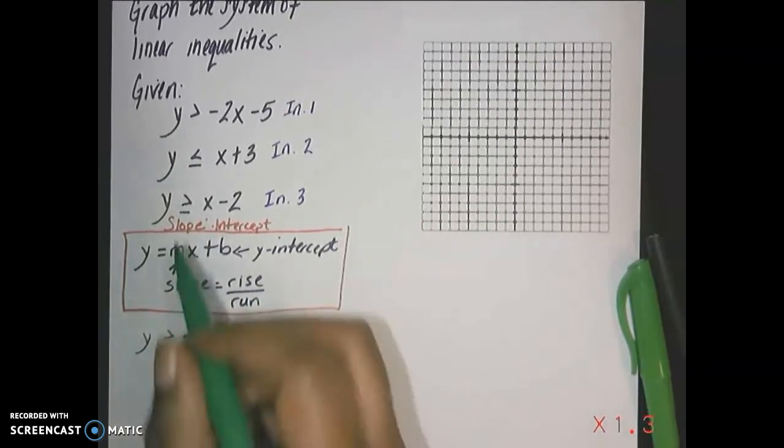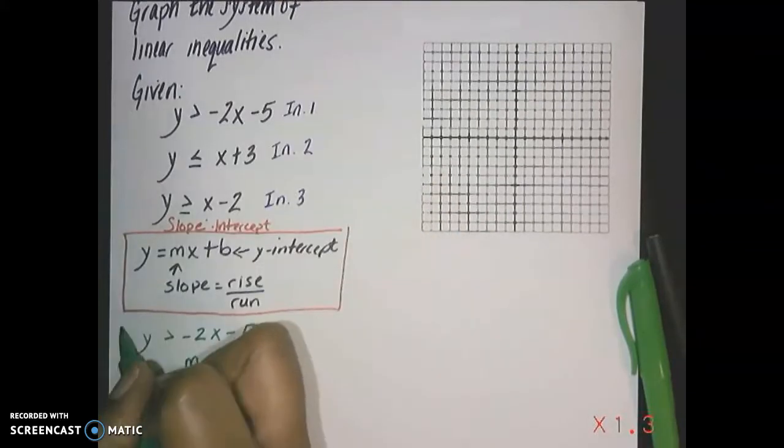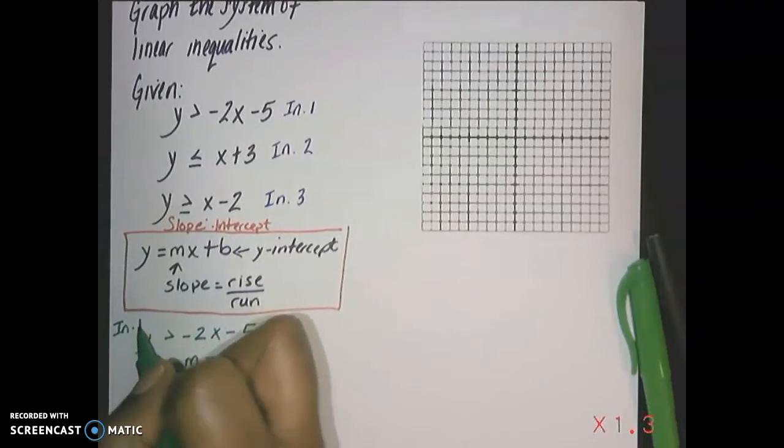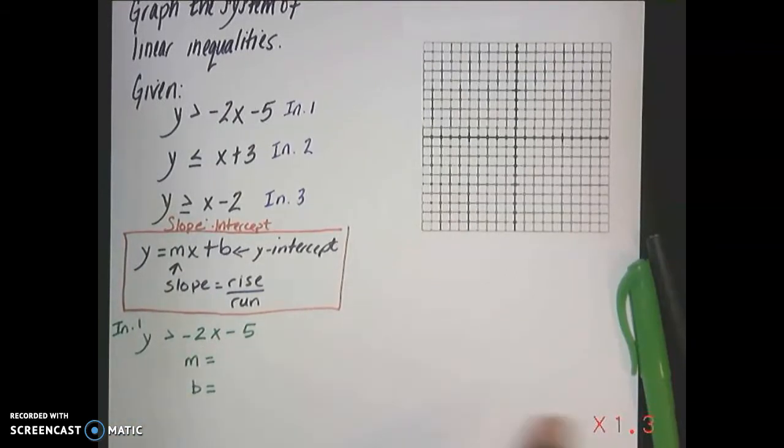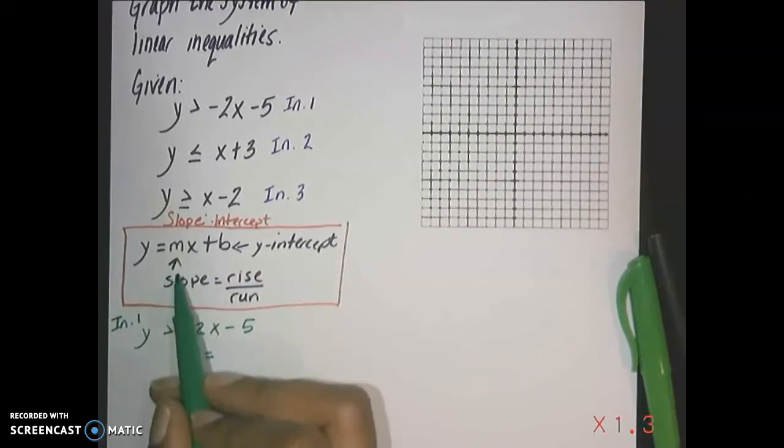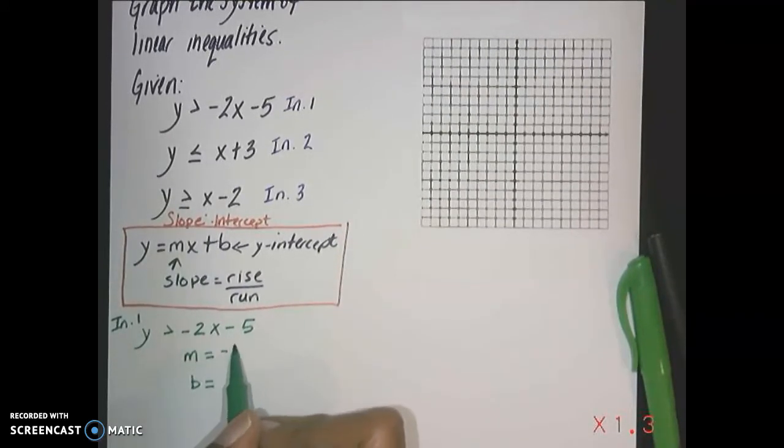So given here, this is my inequality number one, and I'm choosing to go with different colors because I know I'm going to highlight where I shade. If you don't, just know that you can use dotted lines or anything like that. So here we go. y is greater than negative 2x minus 5. I know in the place of the slope here, I have a negative 2. And in the place of b here, I have a negative 5.